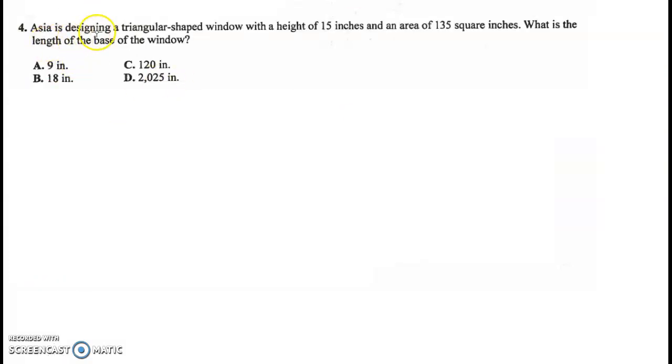Alright, it says A just designed a triangular shaped window. So we know it's this triangle, right? Triangular shaped window with a height of 15. So let's underline some of the important words here. Height of 15. And then it says, and an area of 135 square inches. So again, it told us the height and the area. Now let's pay attention to the most important part, which is the question. What is the length of the base of the window? So it's asking us for the length.